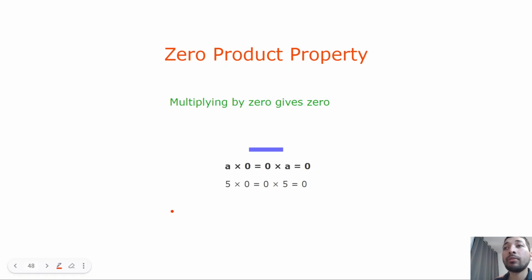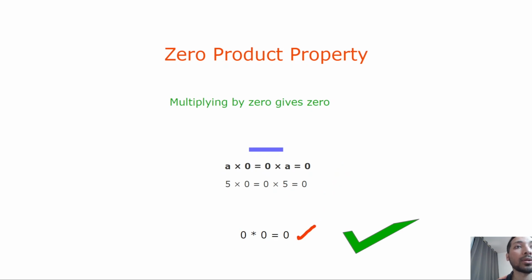We can see that if you multiply any numbers by 0, we'll get 0. So a times 0 or 0 times a will be 0. This is applicable to any number. 5 times 0 or 0 times 5 is 0. Now this is also applicable to 0 as well. 0 times 0 is also 0.